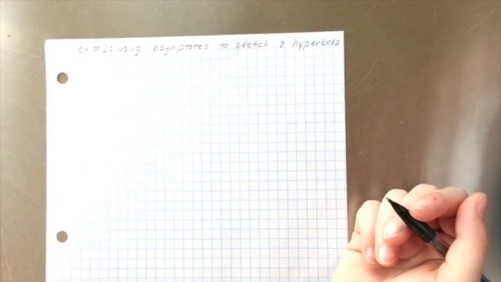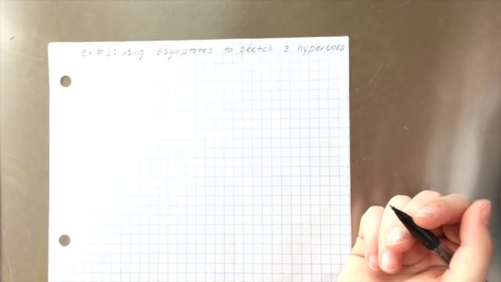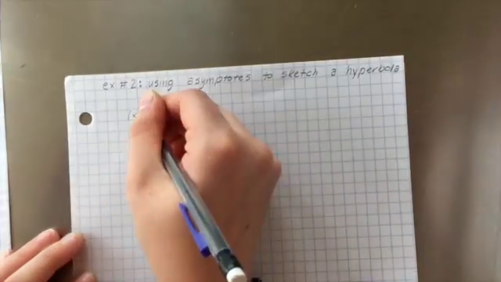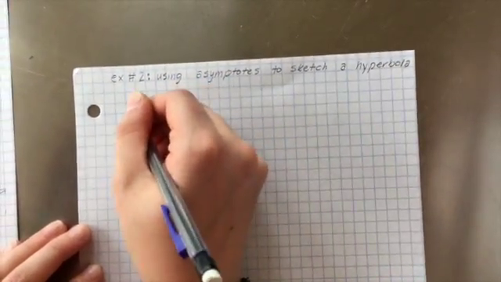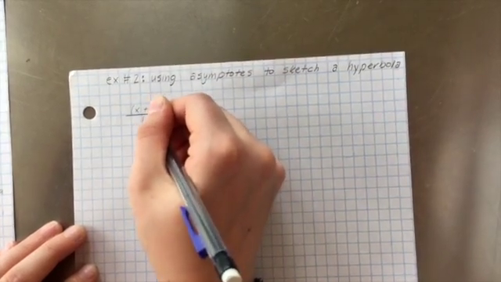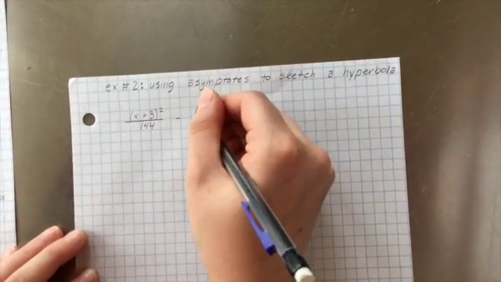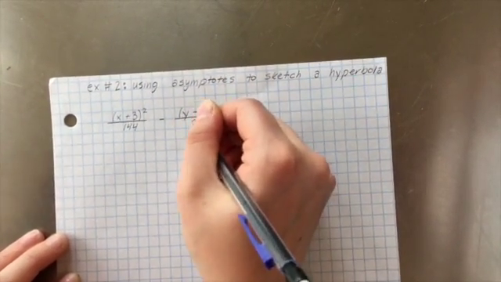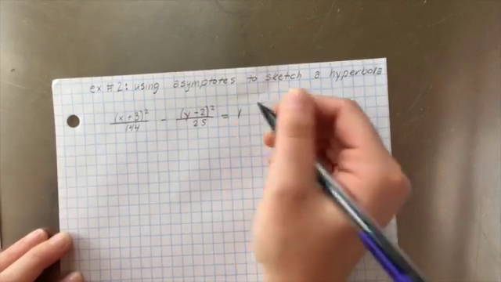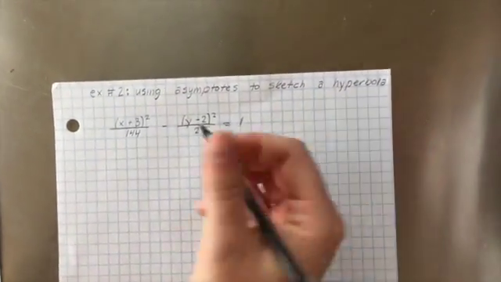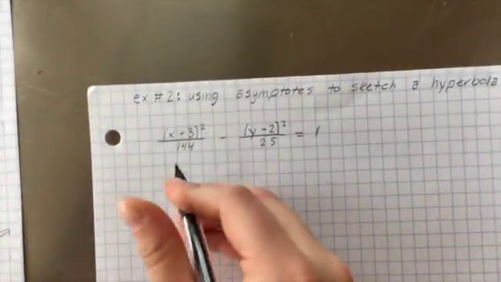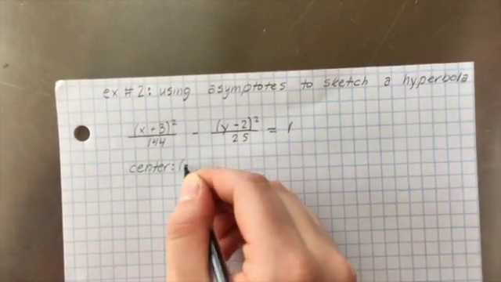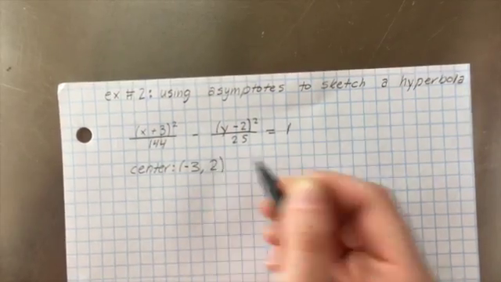Sketch the hyperbola as well as find the center, vertices, and foci. So for here, the equation is (x plus 3) squared over 144 minus (y minus 2) squared over 25 equals 1. So you know here the center, you're going to look at these two values for that. So already you can say the center is going to be negative 3, 2.